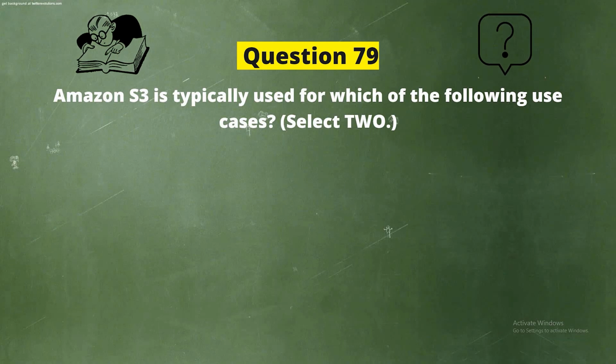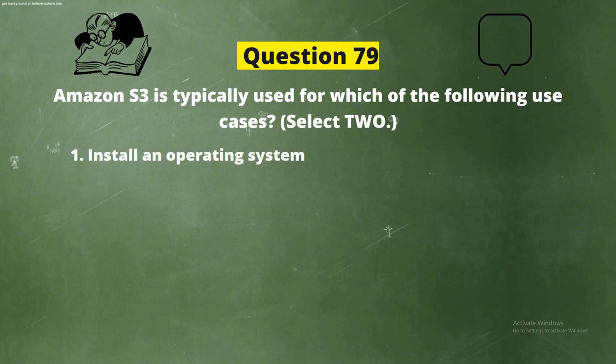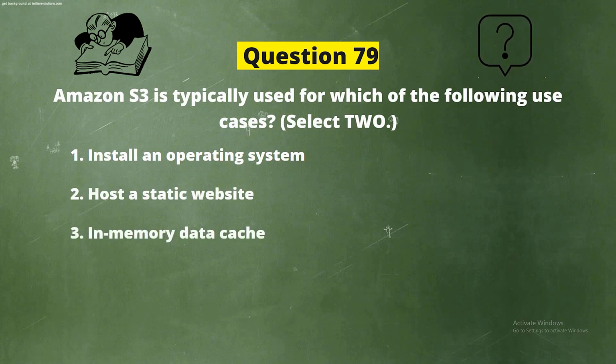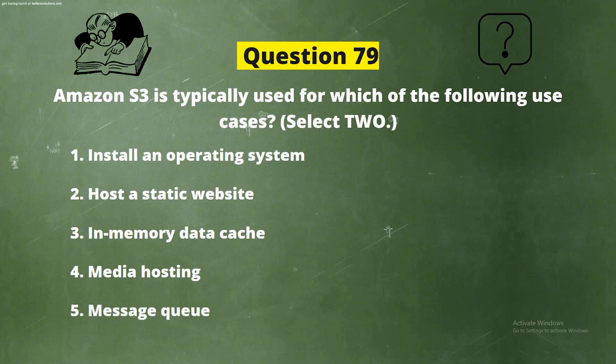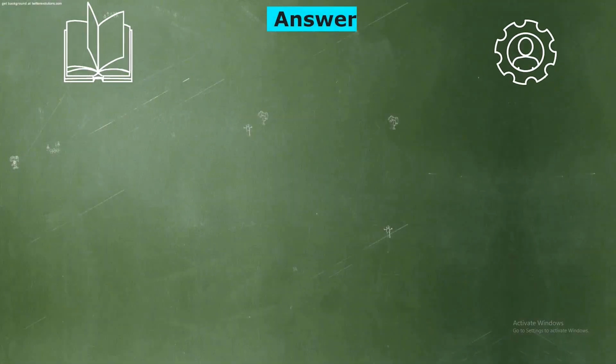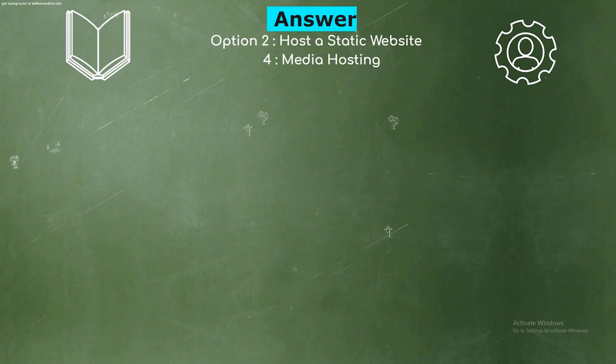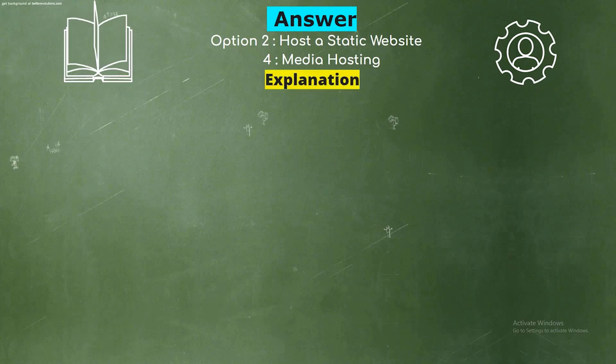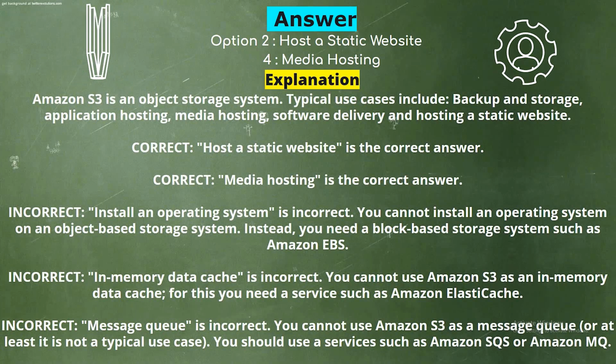Next question. Amazon S3 is typically used for which of the following use cases? Select 2. And the options are: Option 1. Install an operating system. Option 2. Host a static website. Option 3. In-memory data cache. Option 4. Media hosting. Option 5. Message queue. And the correct answers are: Option 2. Host a static website. And Option 4. Media hosting.